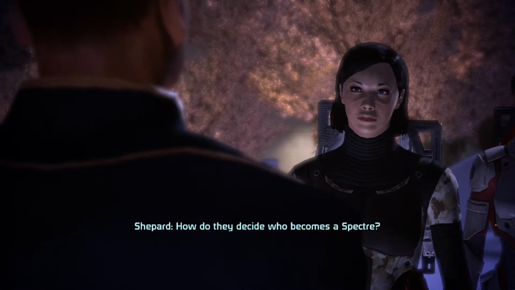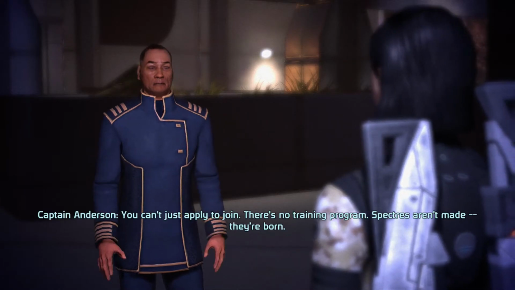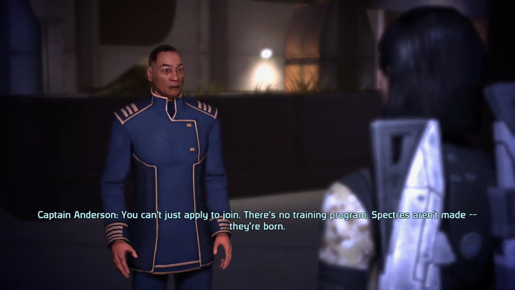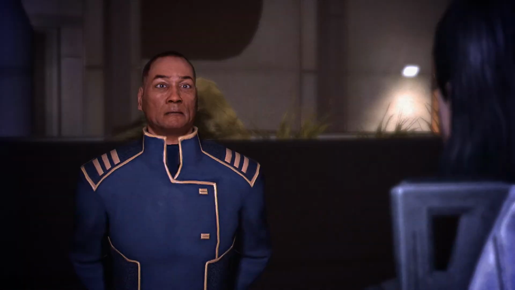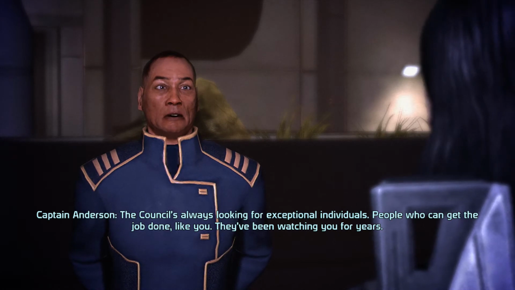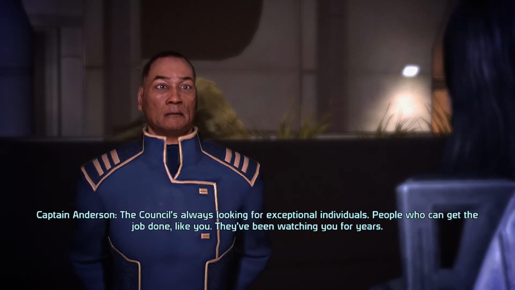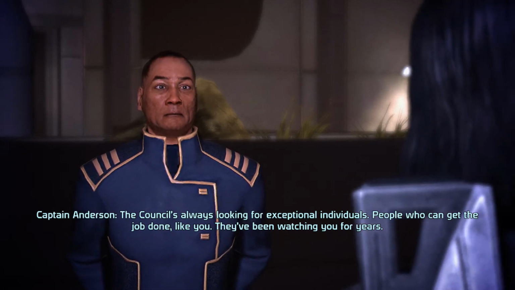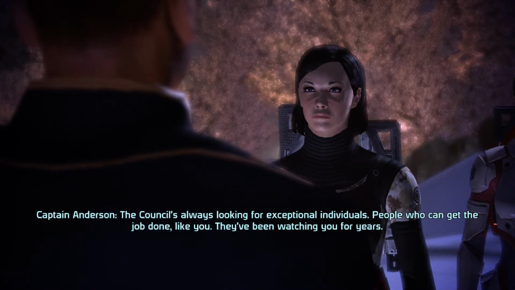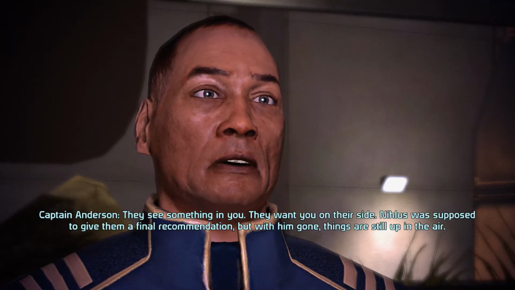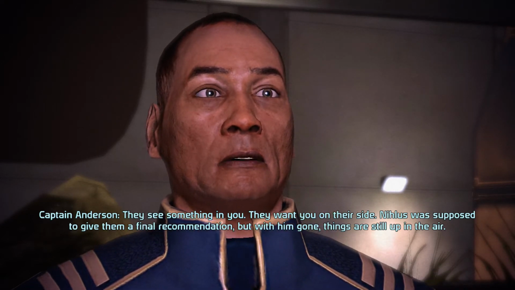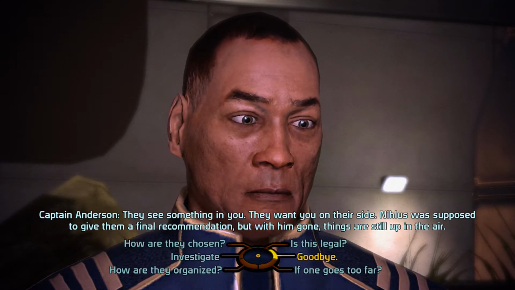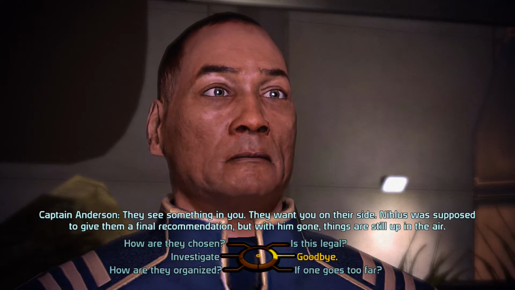How do they decide who becomes a Spectre? You can't just apply to join. There's no training program. Spectres aren't made. They're born. The Council's always looking for exceptional individuals. People who can get the job done, like you. They've been watching you for years. They see something in you. They want you on their side. Nihilus was supposed to give them a final recommendation, but with him gone, things are still up in the air.